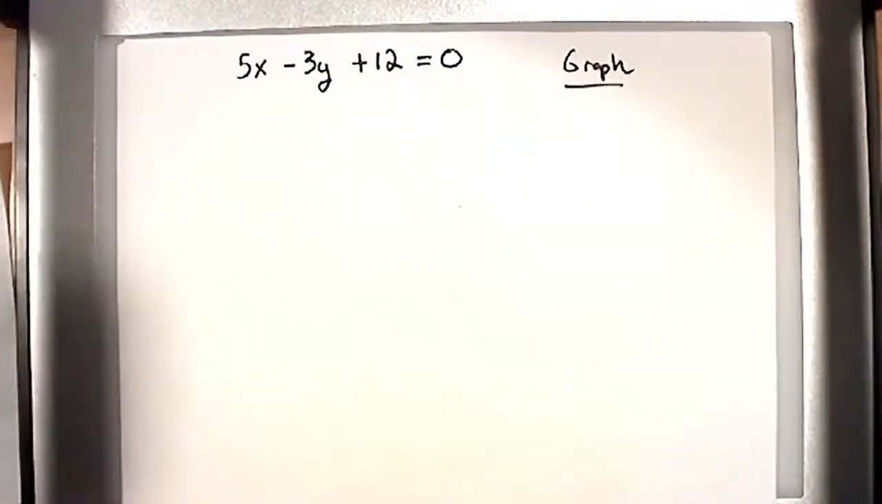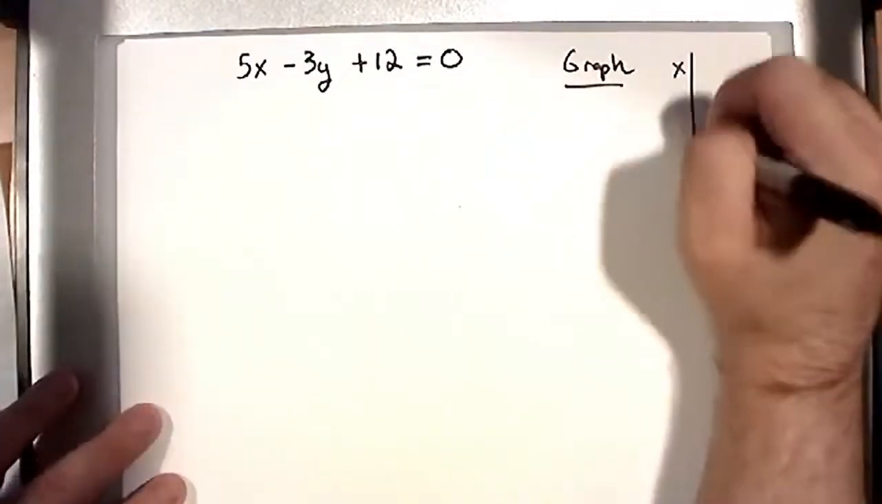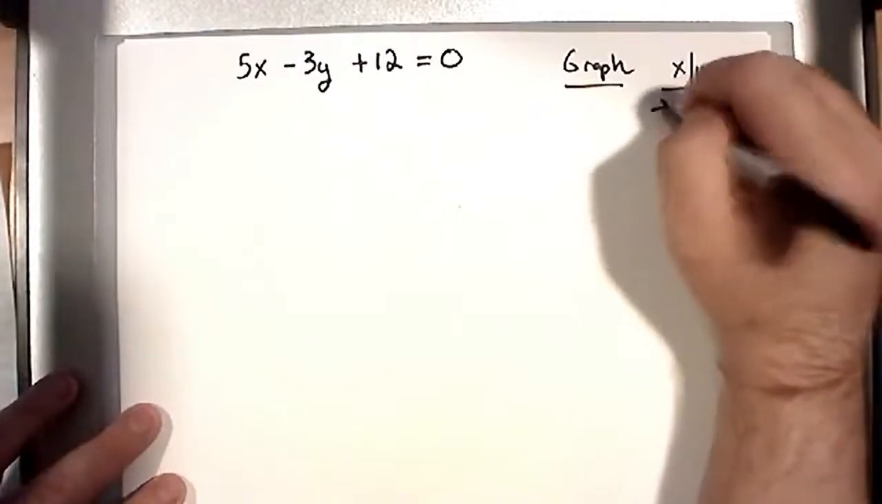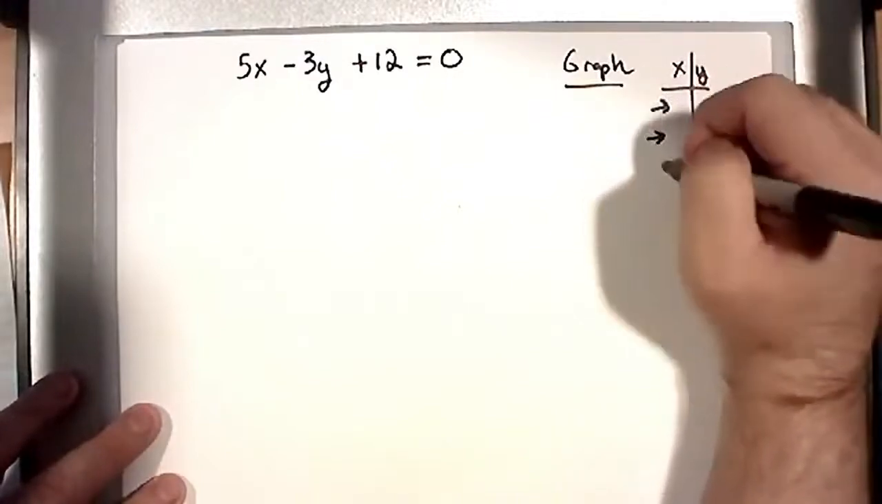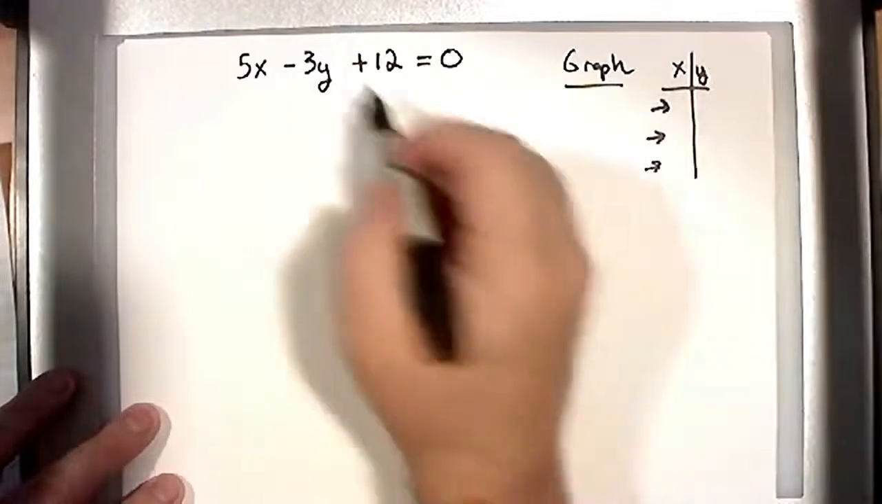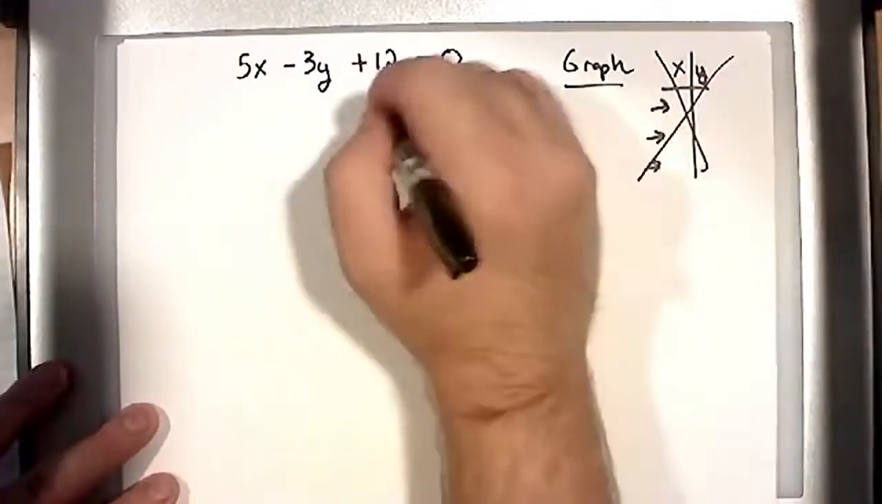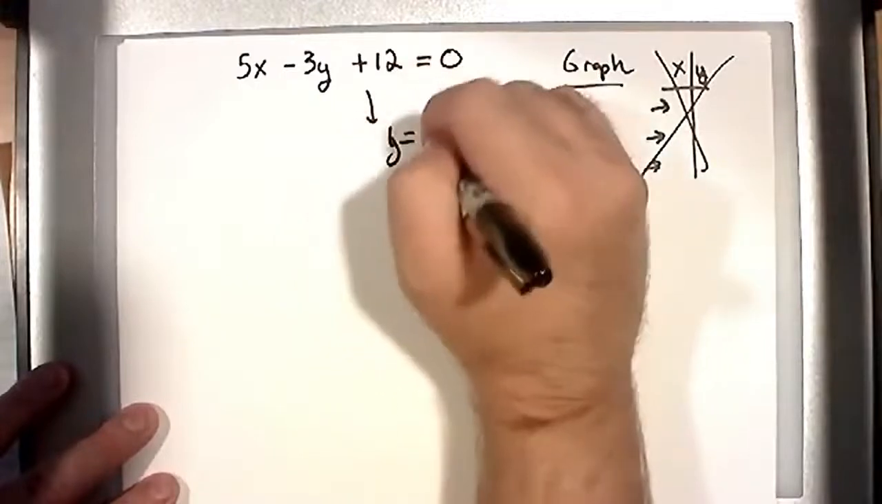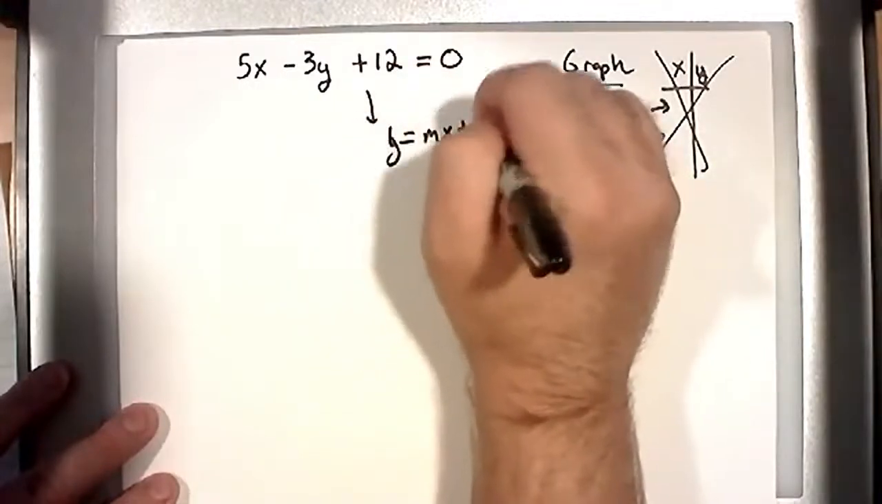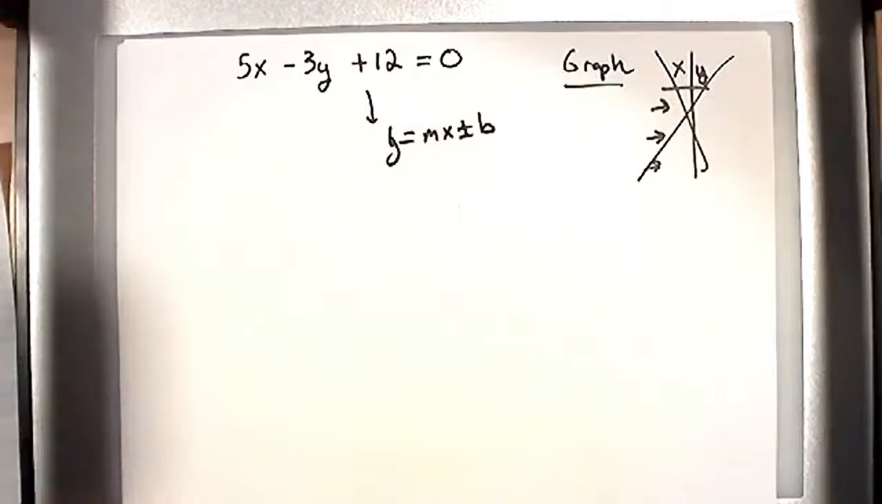Well, remember, you could just make a table. Like we just said, pick an x, plug it in, see what you get for y, and repeat. But that's a lot of solving work here. I'm not going to do that. I'm going to try to get this to look like y equals mx plus b, and then I'm going to graph it.